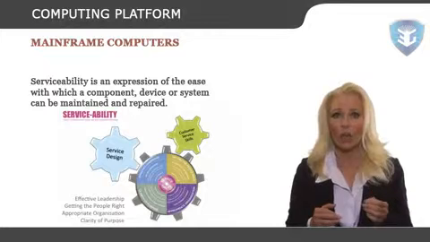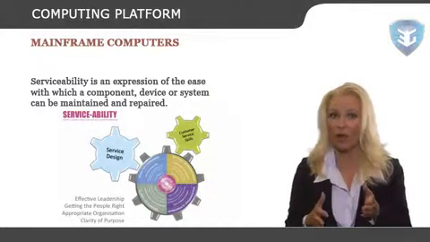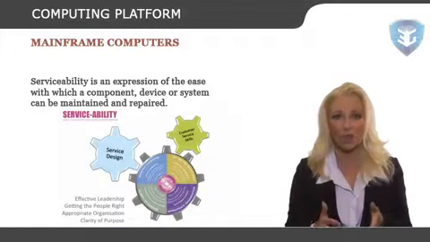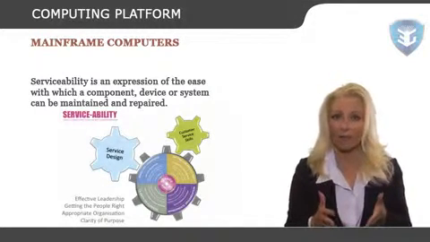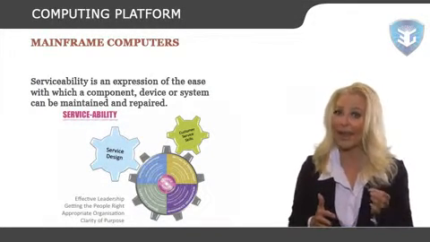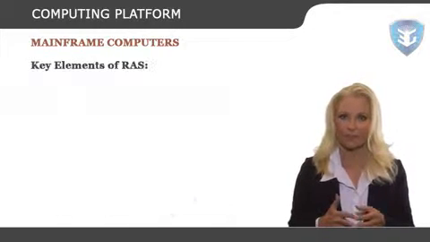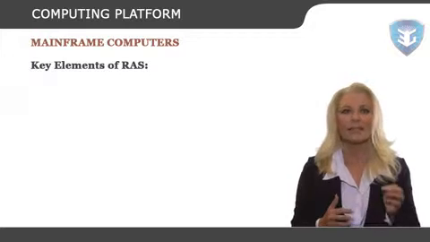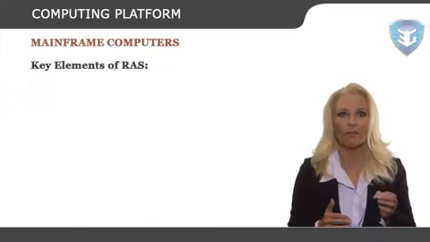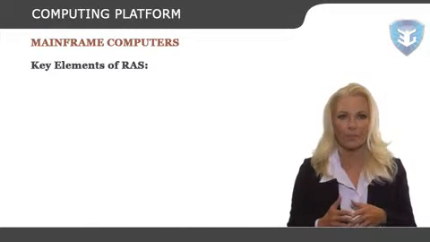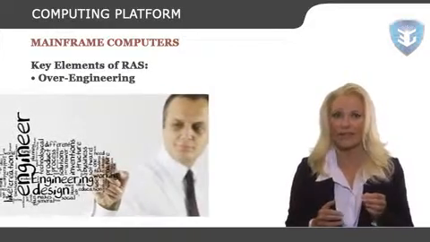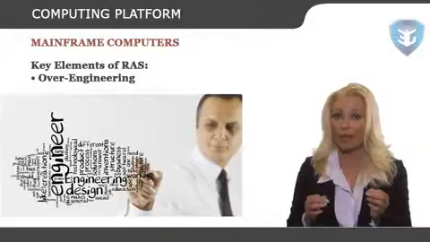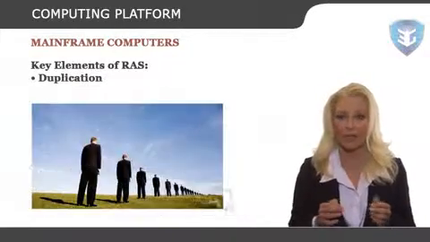Examples include built-in features of OSs such as Microsoft Windows XP and AutoProtect-enabled antivirus software and spyware detection and removal programs. Key elements of RAS. Some of the key elements of RAS are over-engineering. This is designing systems to specifications better than minimum requirements.